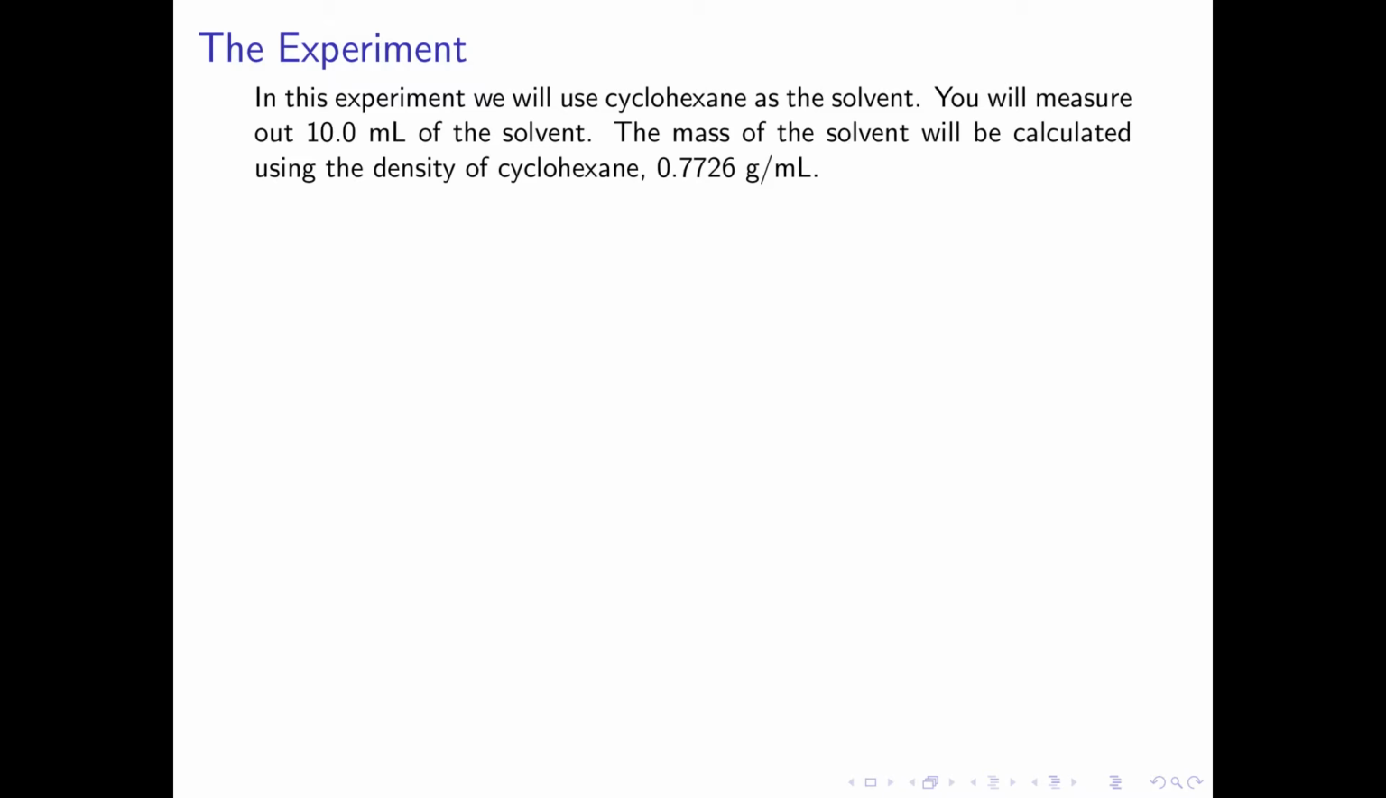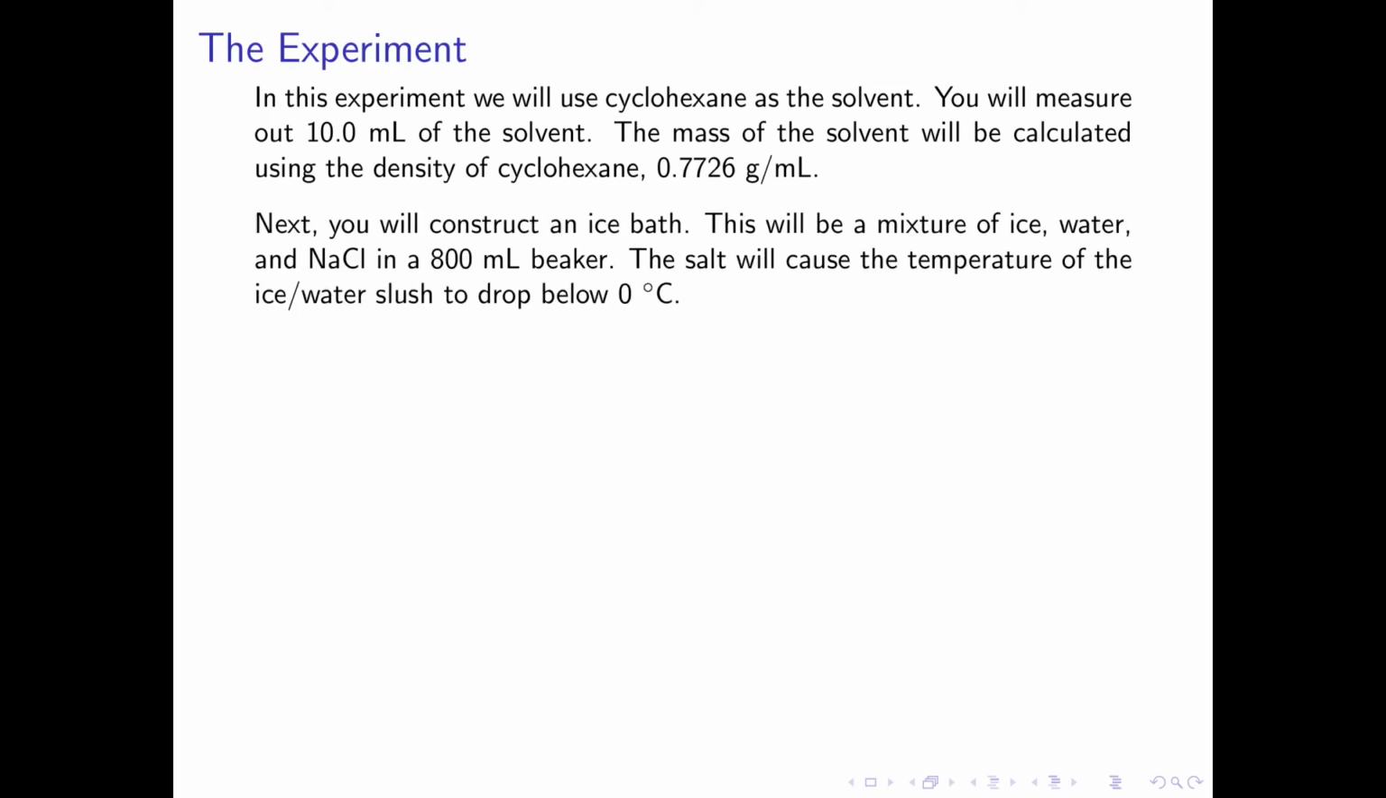We are now ready to discuss the experiment itself. In this experiment, we will use cyclohexane as the solvent. You will measure out 10.0 milliliters of the solvent. The mass of the solvent will be calculated using the density of cyclohexane, which is 0.7726 grams per milliliter.